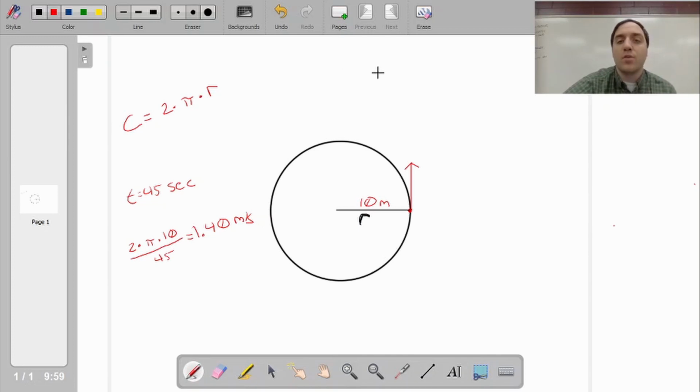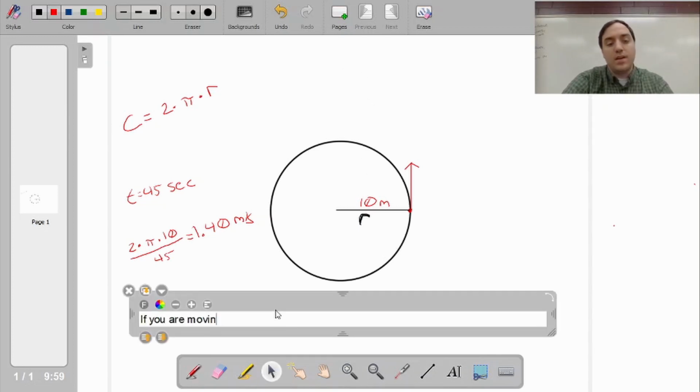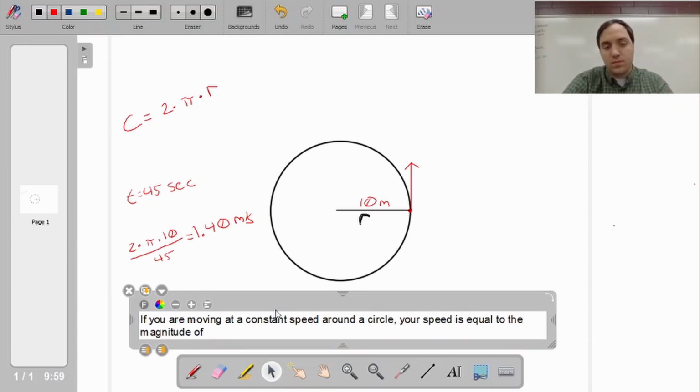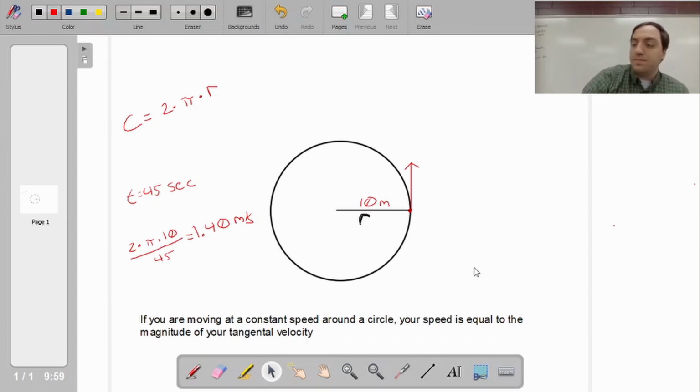To state that a little more clearly, if you are moving at a constant speed around a circle, your speed is equal to the magnitude or value of your tangential velocity. So, if you know the radius and how long it takes to go around, you can find the speed, and thus you can find the tangential velocity.